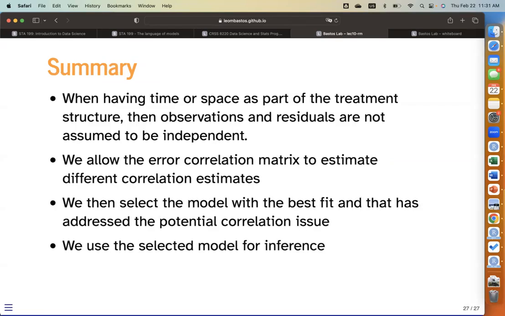All right, so very quickly on the summary here. When we have time or space as part of the treatment structure, then residuals are not assumed to be independent. We will allow the error correlation structure to be estimated using different algorithms, but then select the best one of them and then use that for inference as we've done in the past. So this wraps up our lecture.